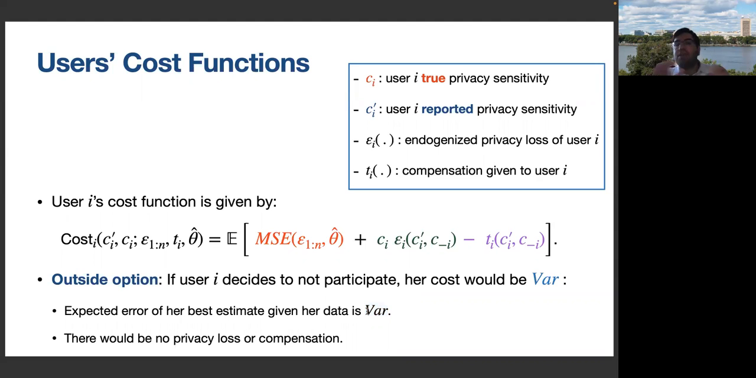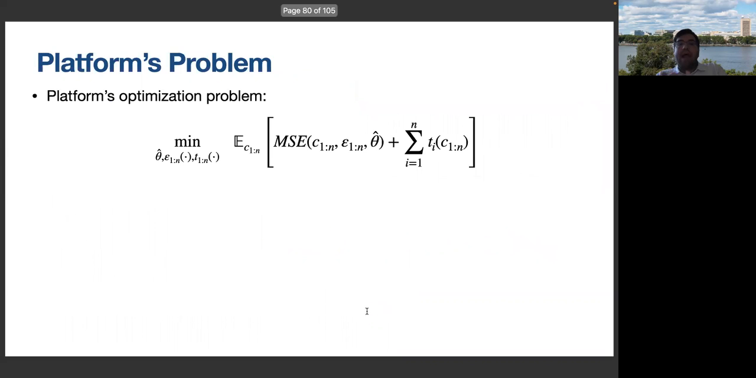So now we have the user's utility, we have the outside option, we are ready to pose the platform's problem. The platform has 2 simultaneous goals. First, to find the best estimator, and for that it wants to minimize the mean square error. And second, it wants to pay the lowest possible amount of compensation to users. Here we simply add them up. You can think of a weighted sum, and this analysis will go through similarly, but for simplicity I'm just going to take it that the platform wants to minimize the sum of the mean square error and the payments.